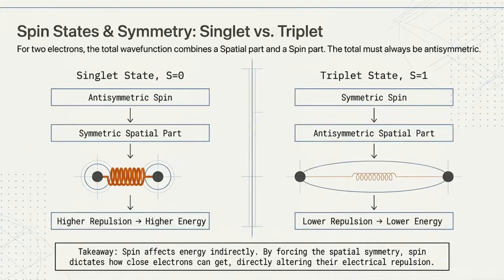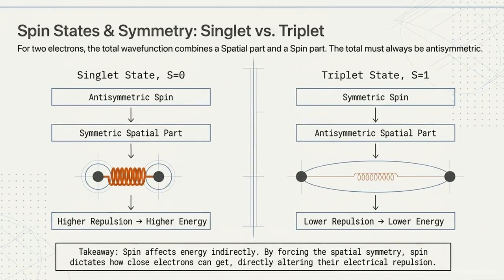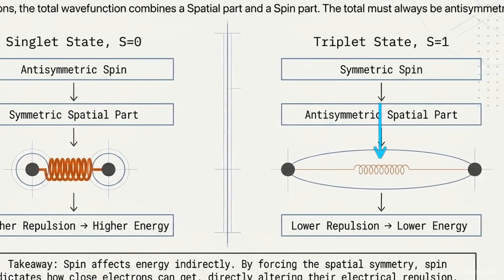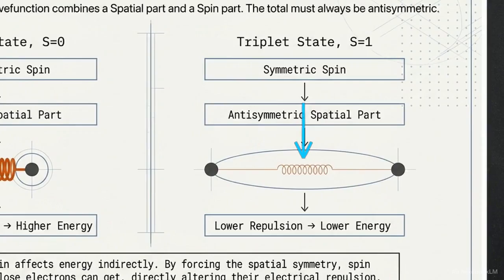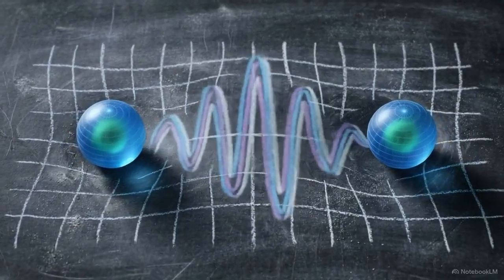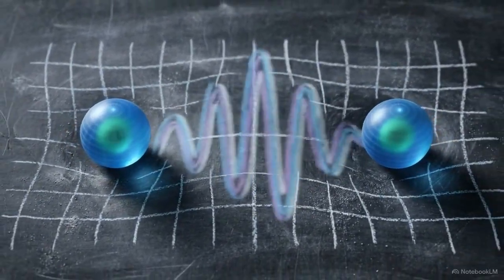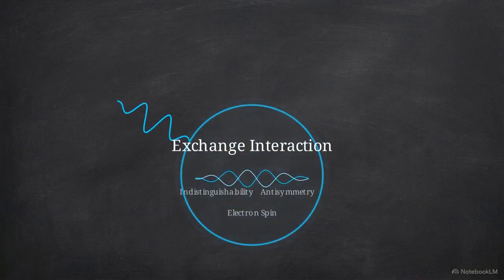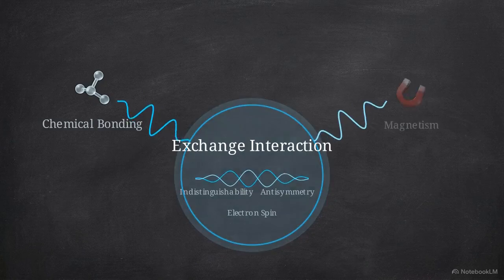An electron's wave function combines space and spin into an antisymmetric total. A singlet state's antisymmetric spin forces a symmetric spatial part, moving electrons closer, raising repulsion. A triplet state's symmetric spin forces an antisymmetric spatial part, separating them and lowering energy. These required symmetries dictate how close electrons can physically get to one another, directly altering their electrical repulsion. This exchange interaction is not a classical force, but a purely quantum effect that drives chemical bonding and magnetism.